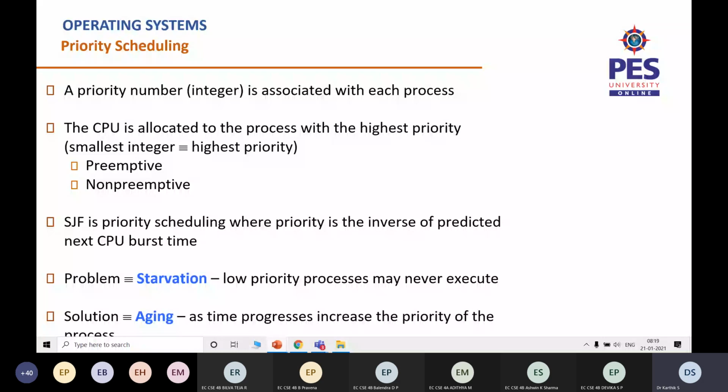We also proposed a solution for it. It is called aging. What is aging? As time progresses, the priority of a low priority process is increased. We have to compensate the waiting time of this low priority process. That is the reason why we increase the priority after a fixed time duration. So we say after every 100 milliseconds, its priority is increased by one, or something of that sort can be thought of.